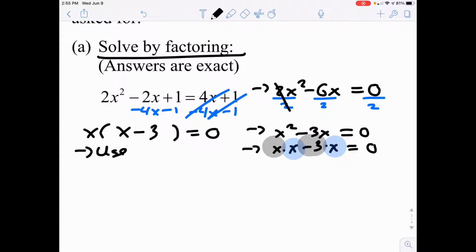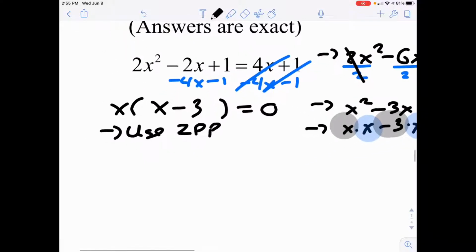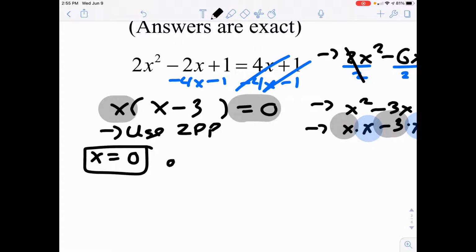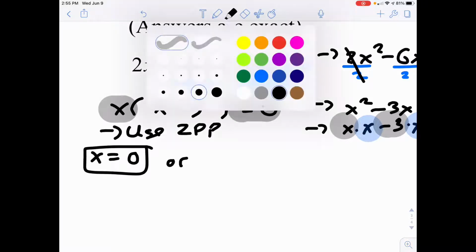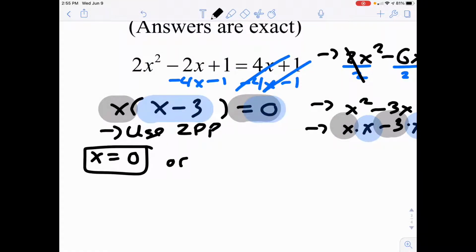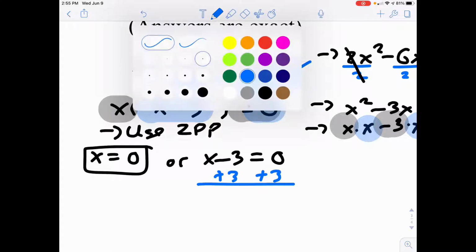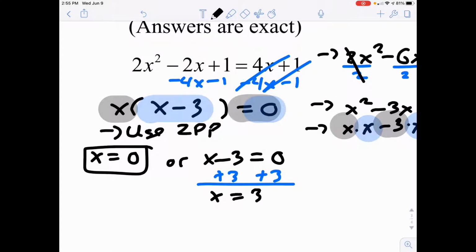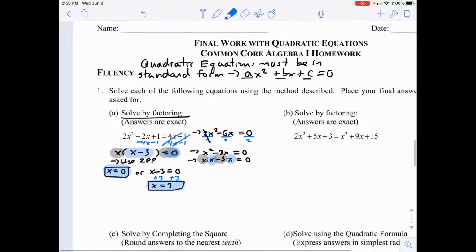Anytime you factor, you're going to use the zero product property to solve it. That means you set each factor equal to 0. x equal to 0 is one factor, one answer. Or x minus 3 equals 0, in which case you have to add 3 to both sides to get a solution. So x equals 0 and x equals 3 are our two solutions for part A.